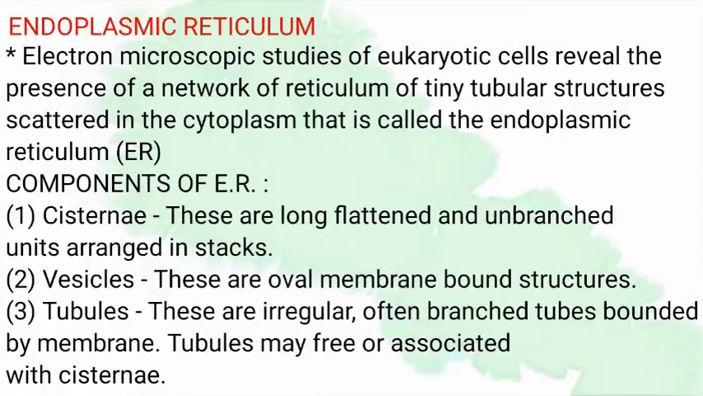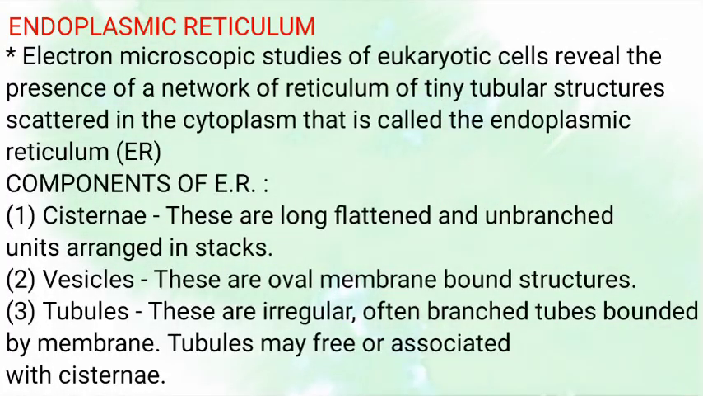Endoplasmic reticulum is composed of three major components, which are cisternae, vesicles and tubules. The very first one, cisternae. These are long, flattened and unbranched units arranged in stacks. Vesicles. These are oval membrane-bound structures present in the cytoplasm. Tubules. These are irregular, often branched tubes bounded by membrane. Tubules may be free or associated with cisternae.